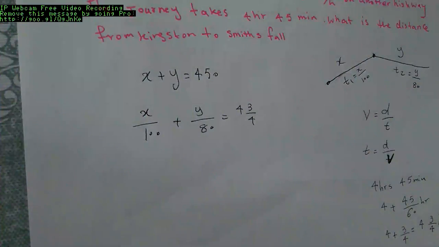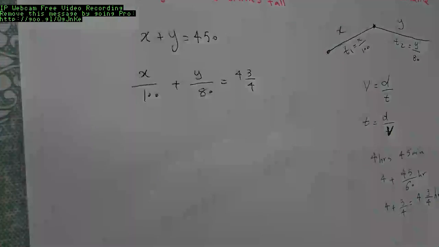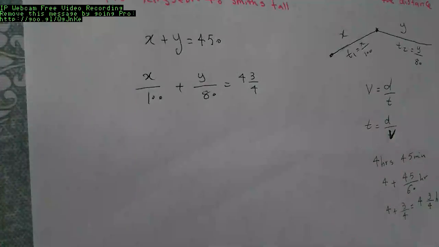Again, we want to solve this system of equations. What can we do? We can graph this. We can find the x and y intercepts, and from that I can find the point of intersection between the two. Now I want you to do it as homework. Find the x and y intercepts for this equation, graph it, and find the point of intersection.